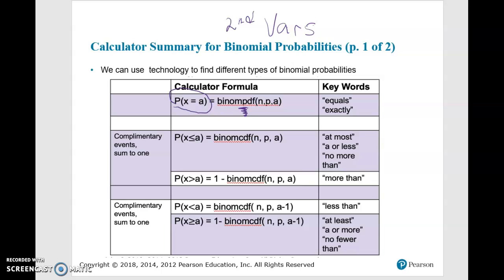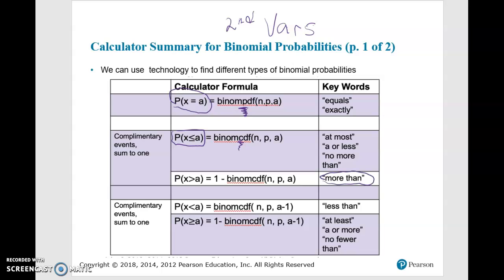We also could be finding the probability that x is at most A or less or no more than. Then we'd have the symbol we have right here, x is less than or equal to A. In that case, you're going to use binomCDF of n, p, A. Now the complement to less than or equal to would be more than.